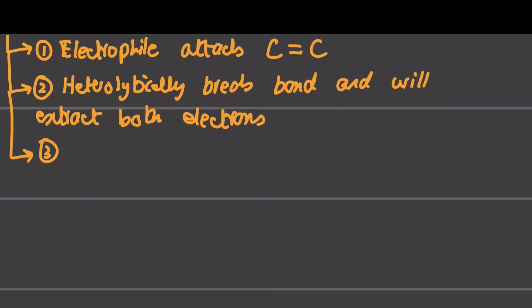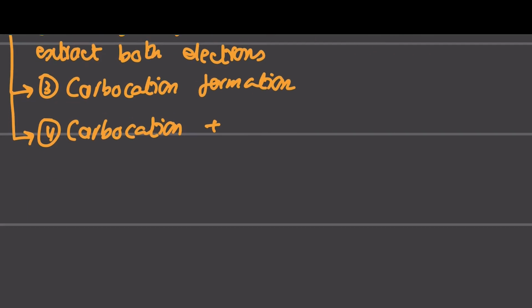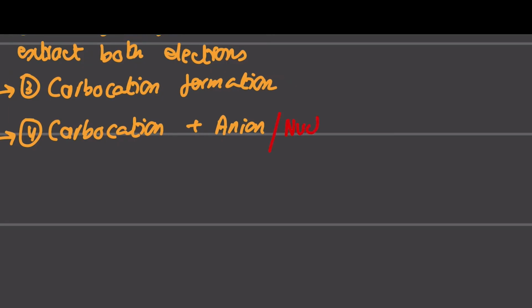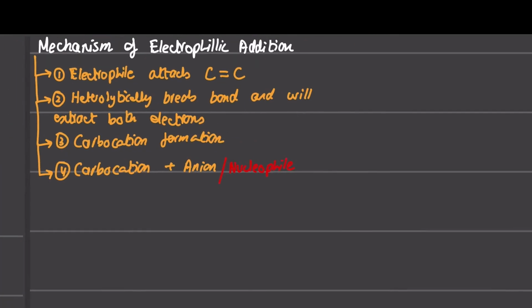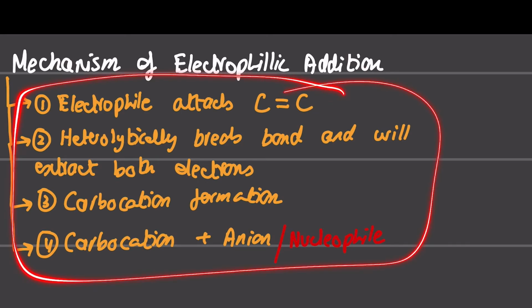And now guys, what will we have? We will have carbocation formation. And what would the carbocation do? The carbocation would go and form a bond with the available anion, or in some books this could be called a nucleophile. Why is it called a nucleophile? Just give me 2 seconds. So guys, if they ever give you a 4-mark question and ask you to explain the mechanism of electrophilic addition, this here is the mechanism of electrophilic addition.